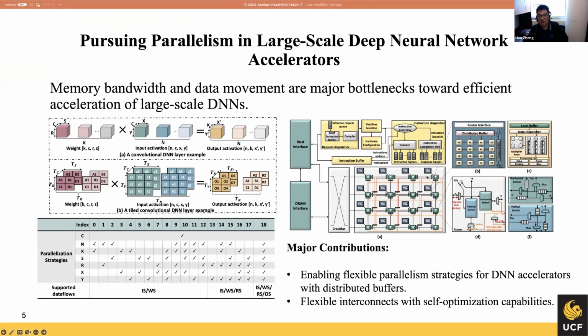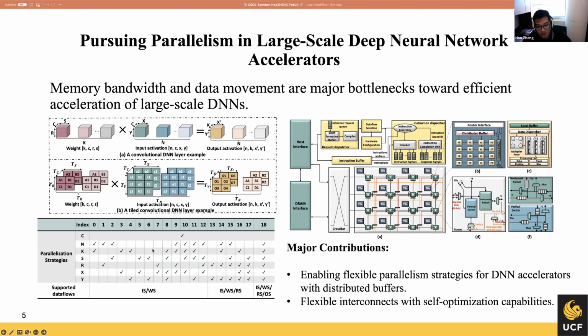To address this problem, we first propose some flexible parallelism strategies for DNN accelerators with distributed buffers, because the loop orders can alleviate the excessive off-chip memory access. The distributed buffer is one kind of solution to alleviate the memory bandwidth for the on-chip buffers, and we also propose an algorithm to select them.